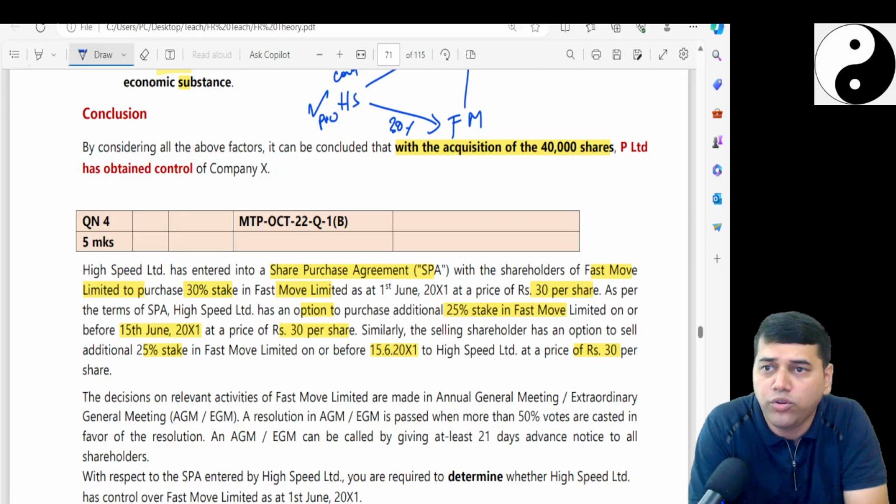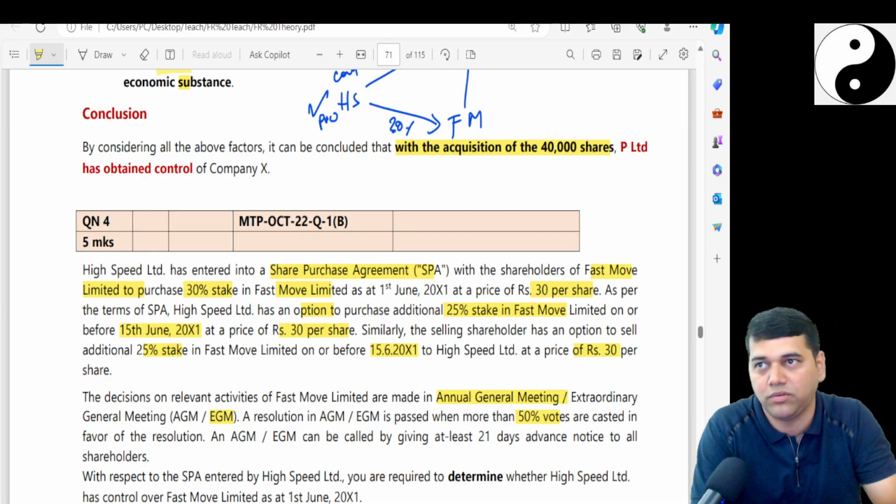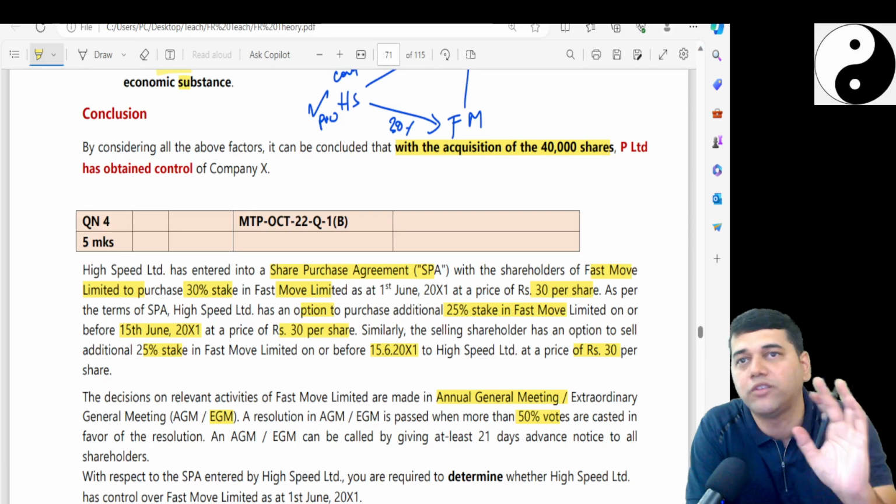Anything you want to do, you have to do it in the AGM only, or an Extraordinary General Meeting, EGM. Simply, you cannot do it in a Board of Directors meeting. A resolution of the AGM is passed where more than 50% of the votes cast are in favor of the resolution. That means right now, I am not in a position to move any resolution.